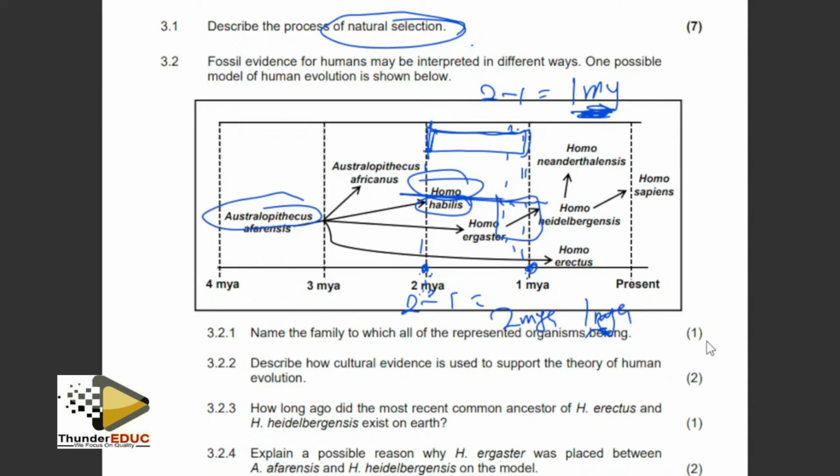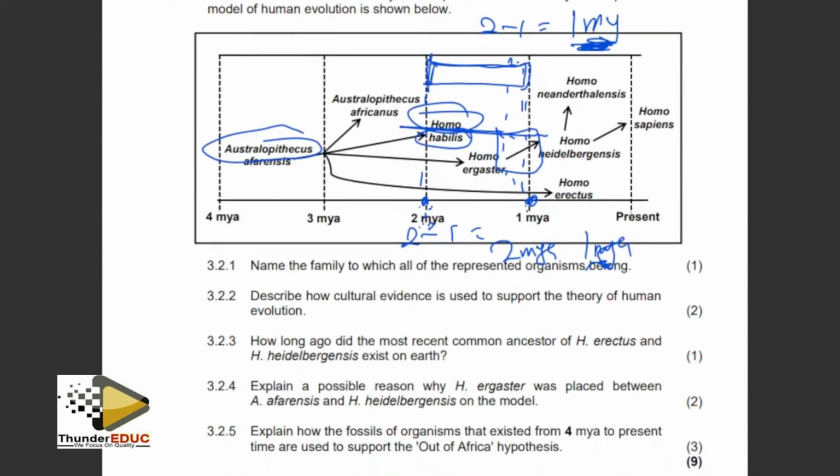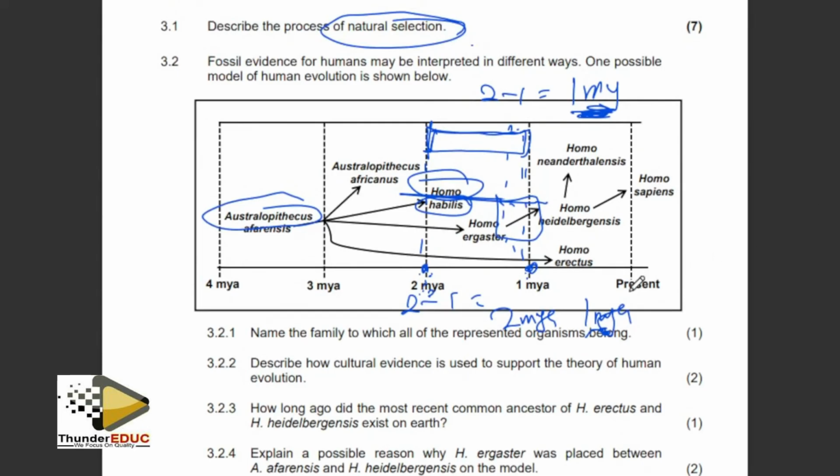Then now, what are they saying? Explain the possible reason why Homo ergaster was placed between Australopithecus afarensis and Homo. It means that this is a transitional fossil, meaning that it has characteristics of this organism and also characteristics of that one.